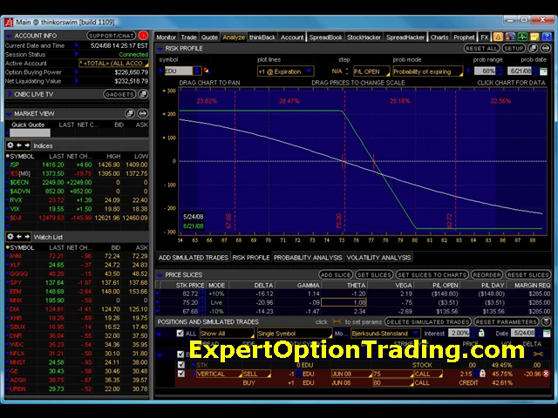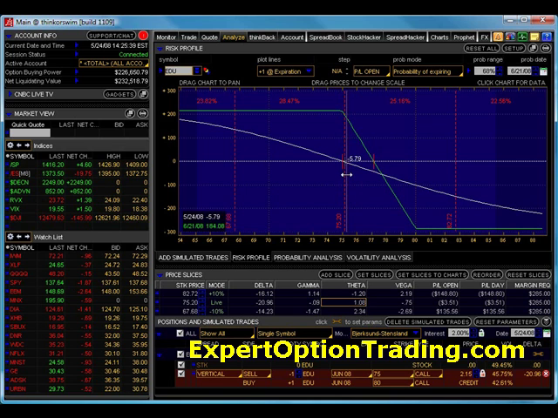What happens though, see, with the sale of a vertical spread, we get positive theta. Theta is the decay of the option over time that progresses until expiration. Theta will increase in time as we get closer to expiration.